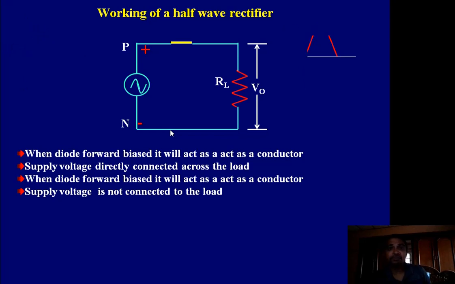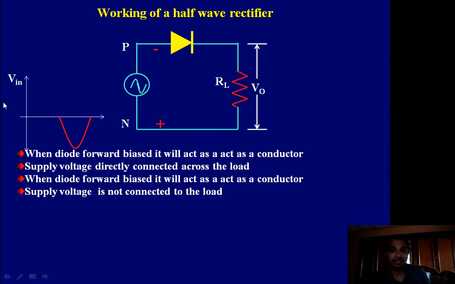Next, the negative half cycle means the polarities will be reversed. See, this is the negative half cycle input voltage, where the polarity is plus here instead of minus here, as in the earlier case.